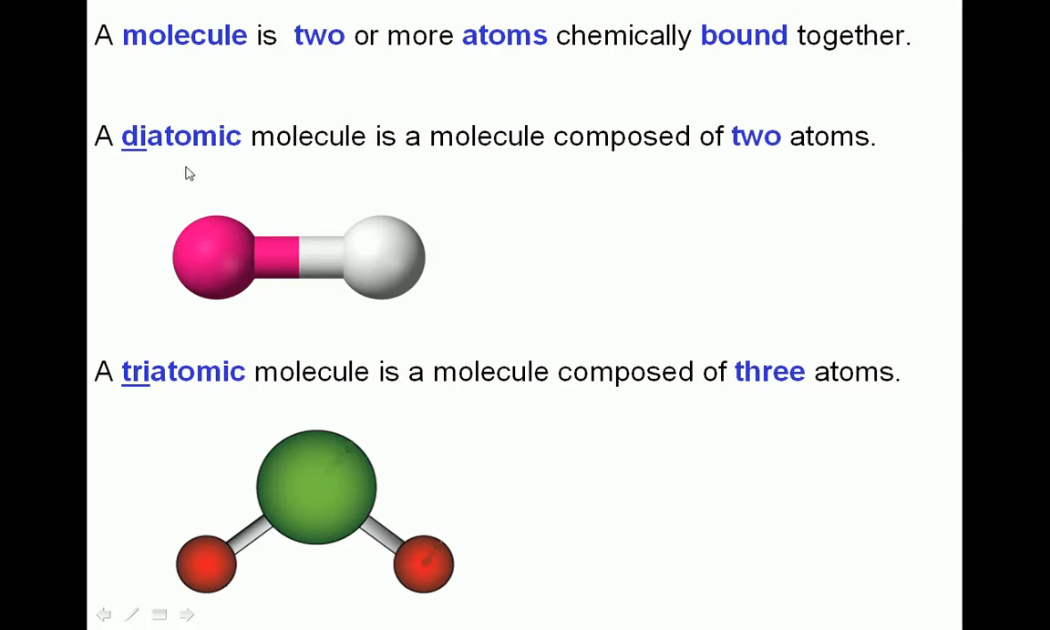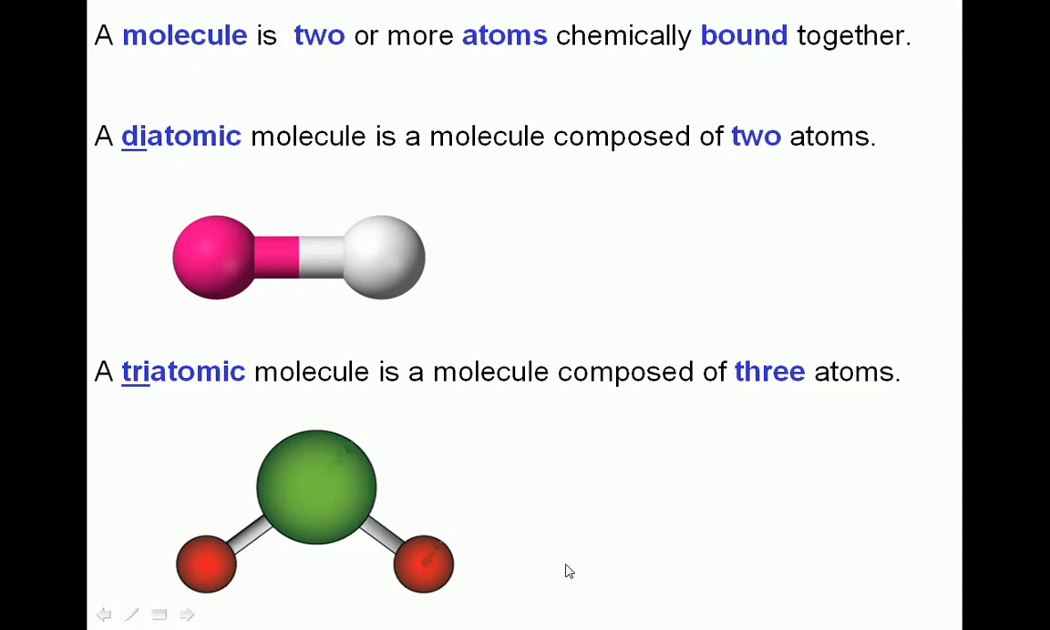A diatomic molecule is a molecule composed of two atoms, and I've used what's known as a ball and stick model to indicate that here. Here's one atom represented by this ball, here's the stick that joins the two atoms, and here is the second atom. A triatomic molecule is a molecule composed of three atoms. Here we have one atom, two atoms, three atoms.